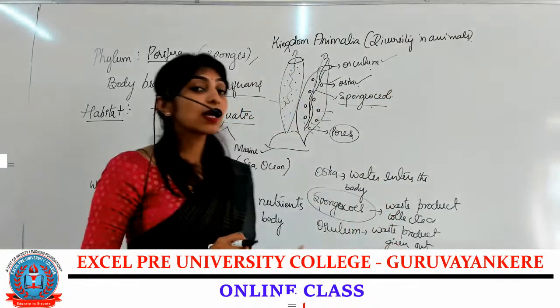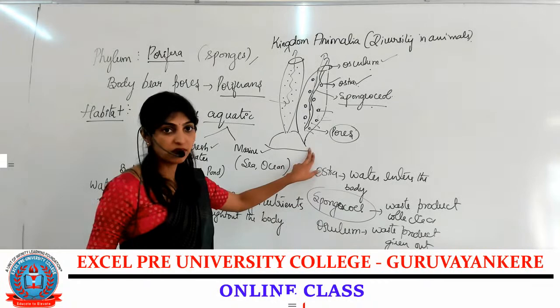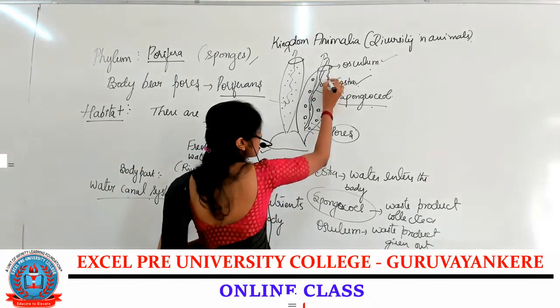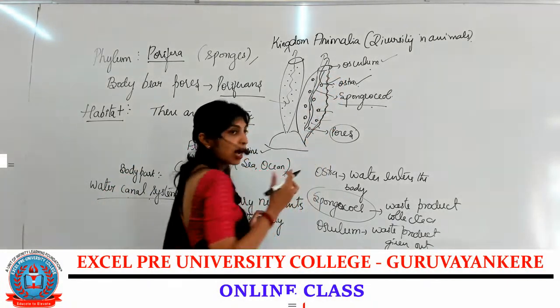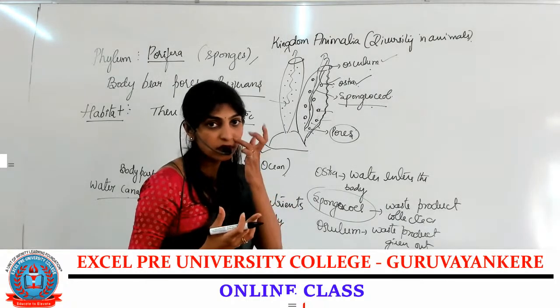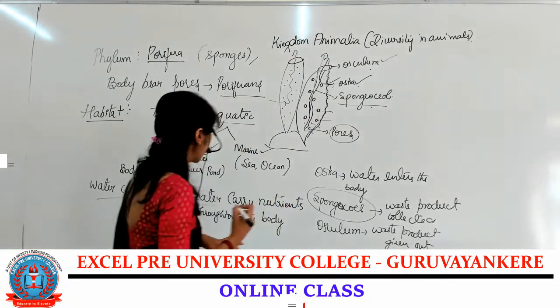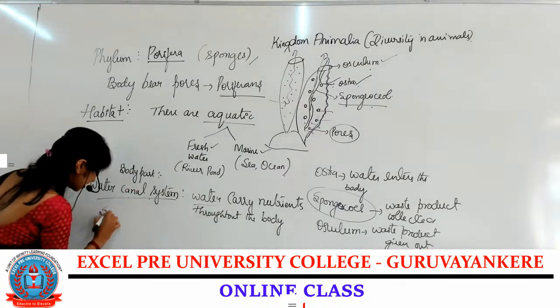Coming to the outer body of porifera, they bear skeletal cells. The outer body will be hard. The outer body of porifera is hard in nature, and they bear skeletal cells.